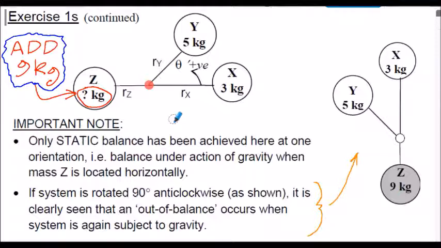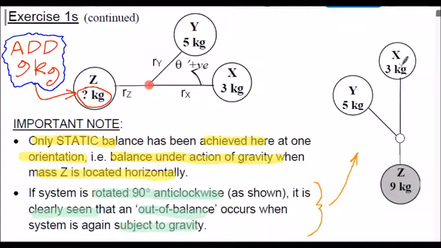But that's only balanced in that position. So only static balance has been achieved at that one orientation, due to the gravitational effect. So the situation at the top of the slide there is in balance. But if we were to rotate it through 90 degrees, anti-clockwise on this diagram, you can clearly see now that it will not be balanced. It's still an out of balance due to the effect of gravity again.